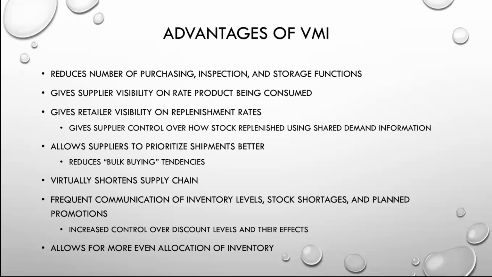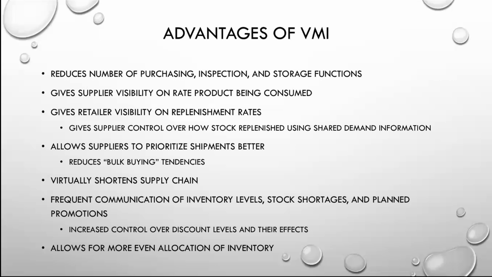As I mentioned earlier, it virtually shortens the supply chain. And you get frequent communication of all the information that goes through all of the entities: inventory levels, stock shortages, planned promotions, which allows everyone to increase control over discount levels and their effects. This is important because, once again, if you have delays in your feedback for your forecasting, you introduce variation in your forecasting. And it allows for a more even allocation of inventory.